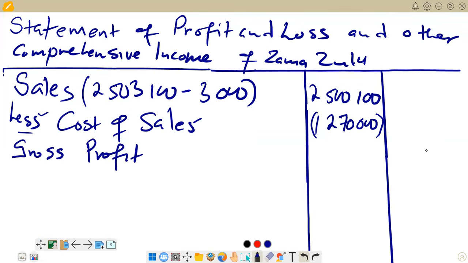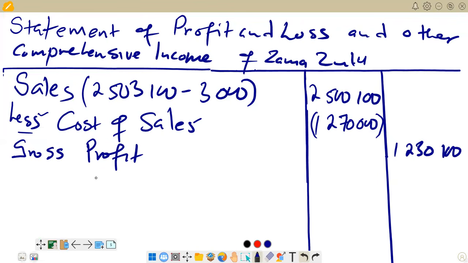So our gross profit is going to come in this last column. So we are just going to say 2,500,100 minus 1,270,000. The answer will come here. So when you subtract there, the answer that you get there is 1,230,100. So this is what we have.